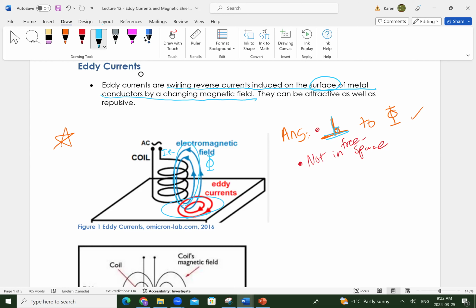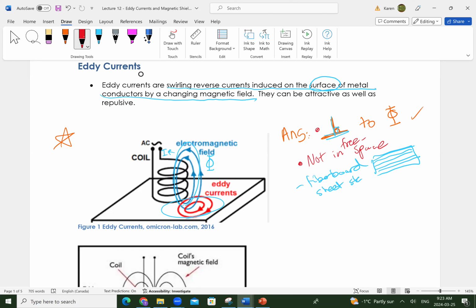I can also ask you, here's a laminated material. It has fiberboard, and it has sheet steel, and then fiberboard, sheet steel, fiberboard, sheet steel. Let me give you an example of a laminated material. Where are the eddy currents going to be? Are they going to be on the fiberboard, or are they going to be on the sheet steel?